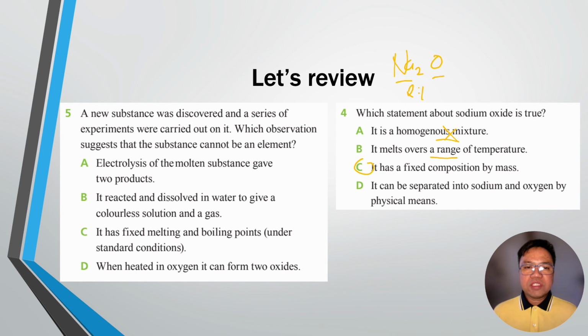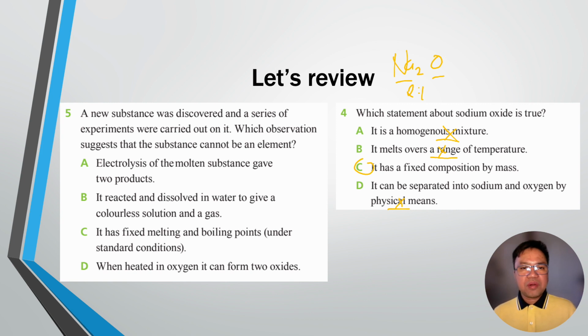So, pure substances include compounds like sodium oxide, which have a specific melting point at which they change from solid to liquid, not a range of temperatures. It can be, letter D, it can be separated into sodium and oxygen by physical means. So sodium oxide is a compound, and compounds cannot be separated by physical means. Sodium oxide is a compound, so chemical reactions are necessary to break down compounds into their elemental components.